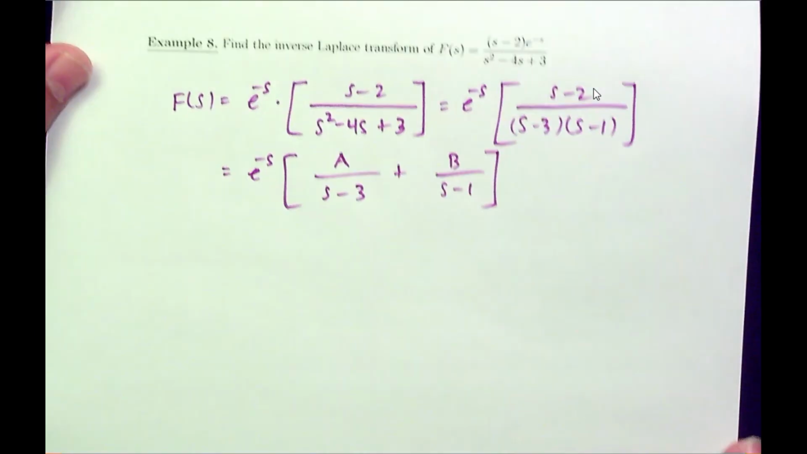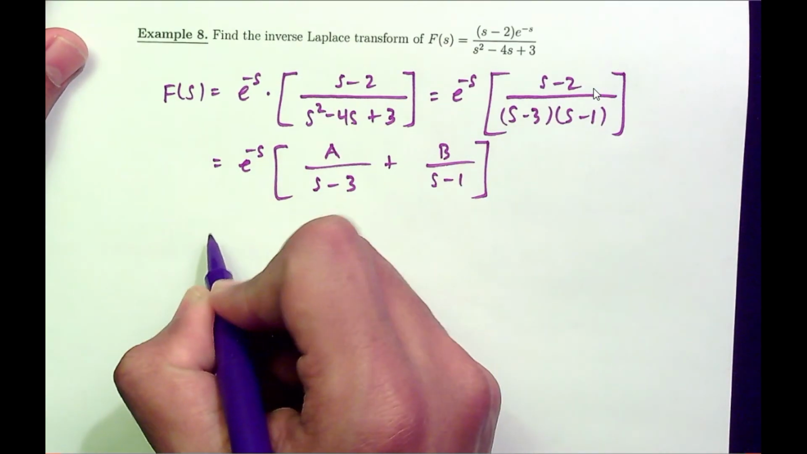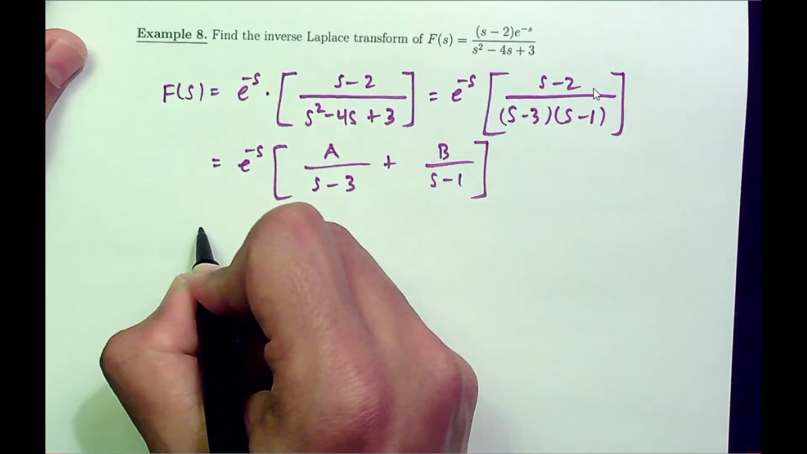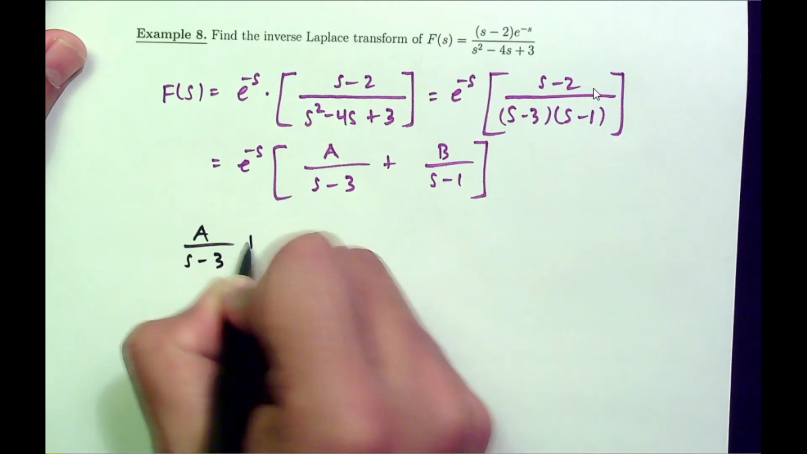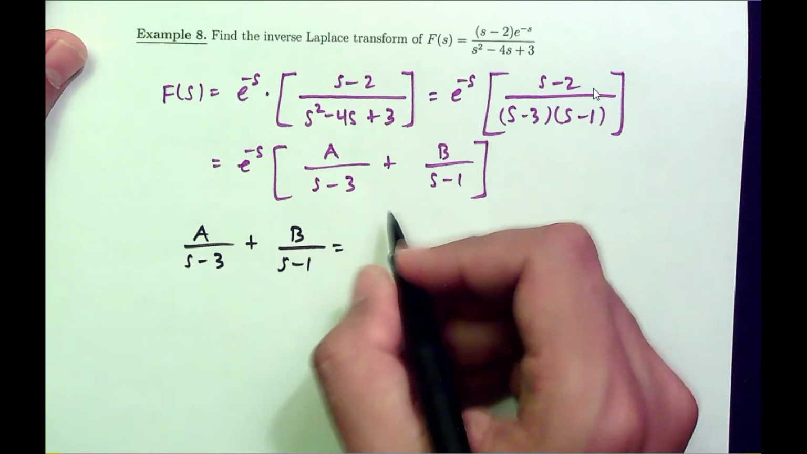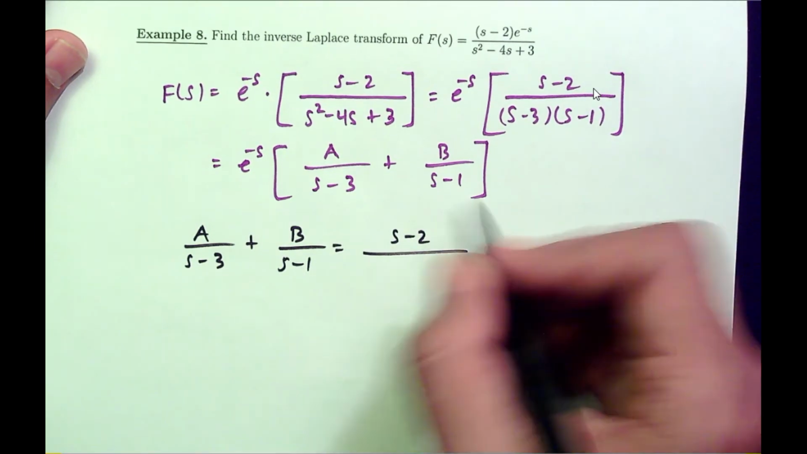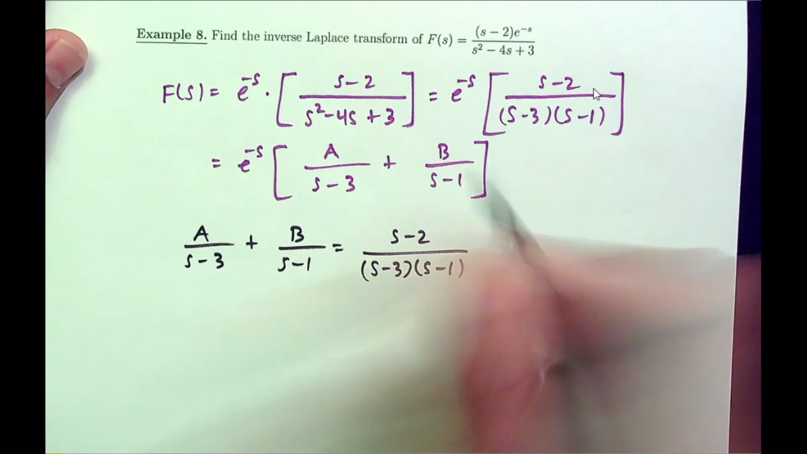Okay, now let's figure out what a and b need to be. So this is going to be a over s minus 3 plus b over s minus 1. That's supposed to be s minus 2 over s minus 3 times s minus 1.